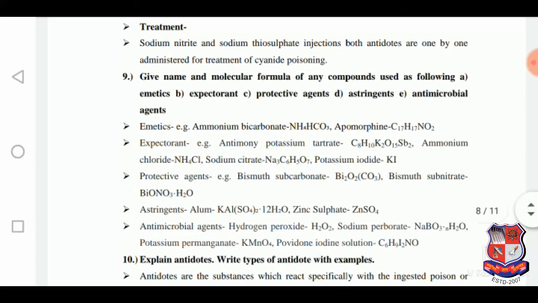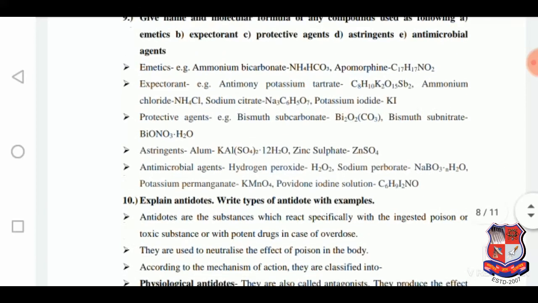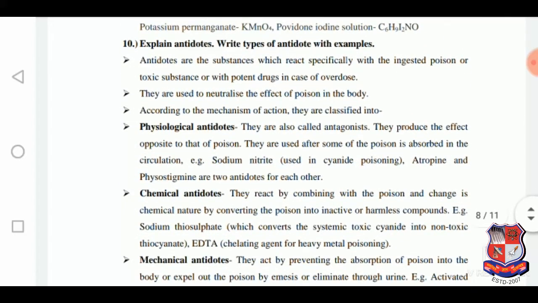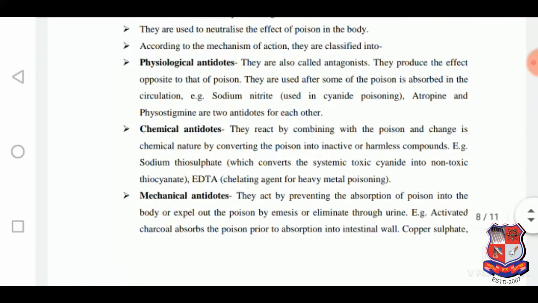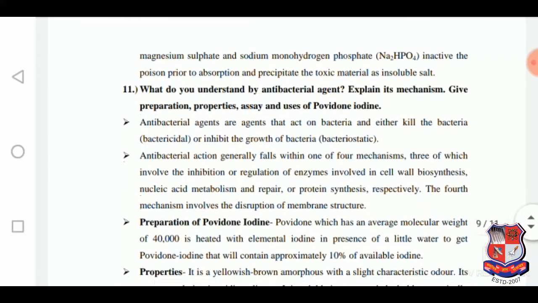Give the name and molecular formula of any compound used as the following: emetics, expectorant, protective agents, astringent, and antimicrobial agents. So these are the examples included here. Explain antidotes and write the types of antidote with examples: physiological antidote, chemical antidote, and mechanical antidote. These are the several types of that.